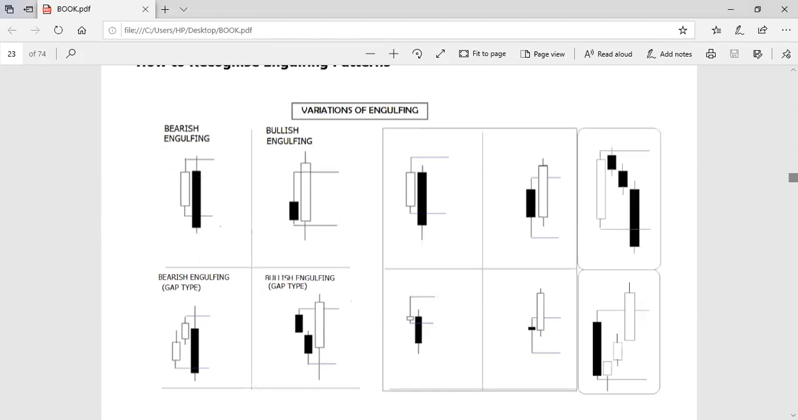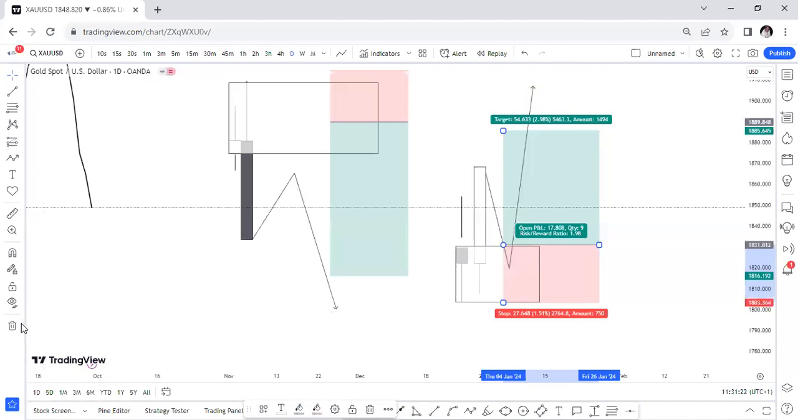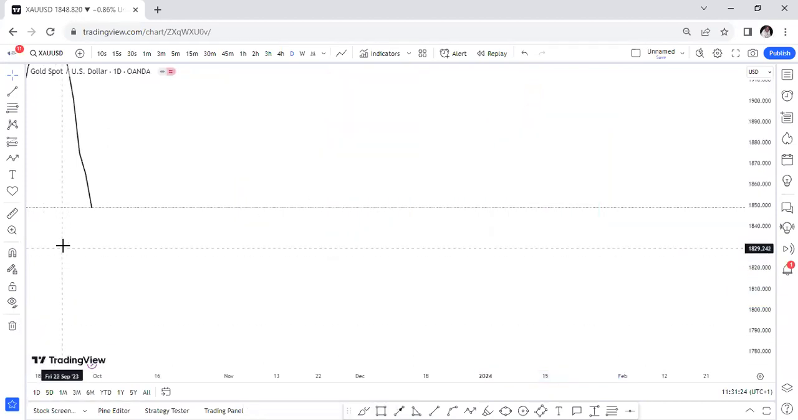You can print it out or draw it out on paper and place it behind your desk or wherever, so that you don't miss out on the pattern. Now, how do you identify the pattern in the chart? Let's quickly do that.